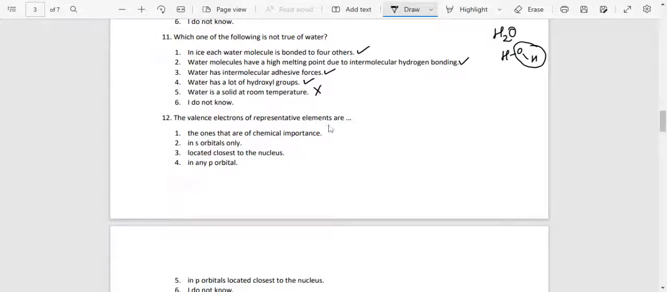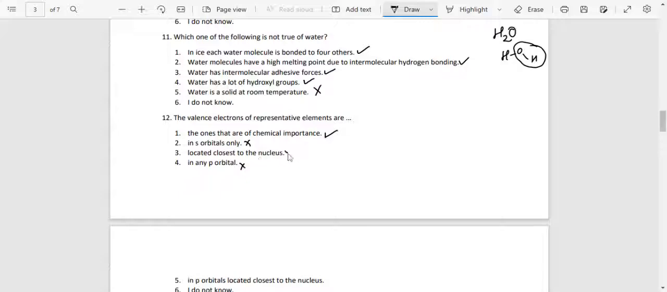That is not true. The valence electrons of representative elements are the ones that are of chemical importance. So valence electrons are electrons in the outermost shell, and these are the ones which determine how an atom is going to react. So they are the ones of chemical importance. Are in s orbitals? No, this is not true. Valence electrons can be in any orbital as long as that orbital is in the outermost shell. So it can be in s orbital, p orbital. That means that even this one is not going to be true.